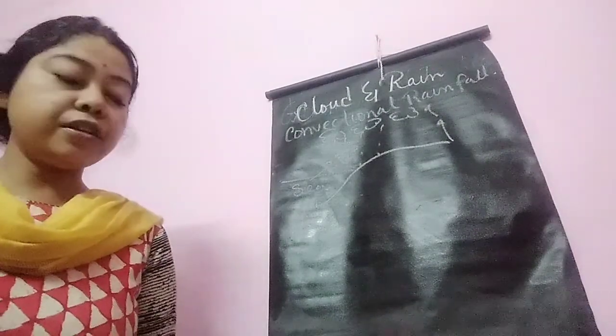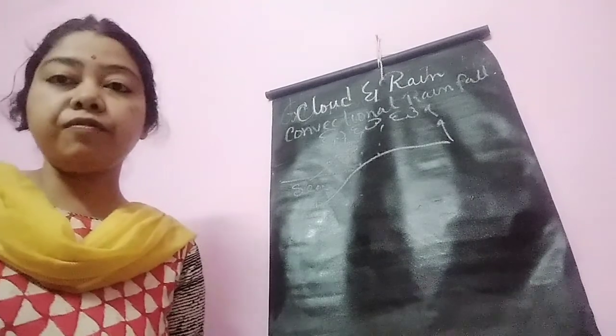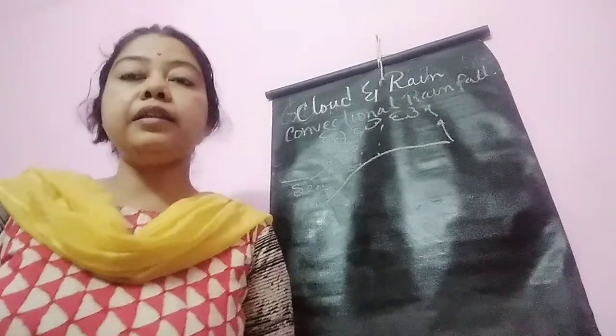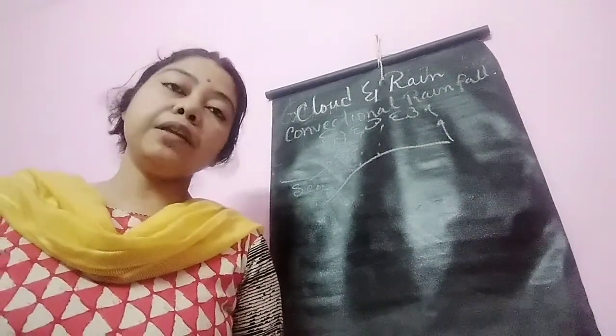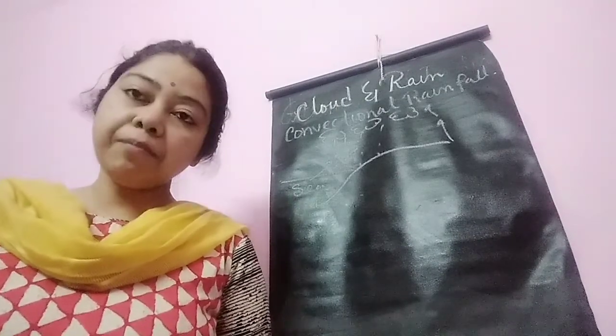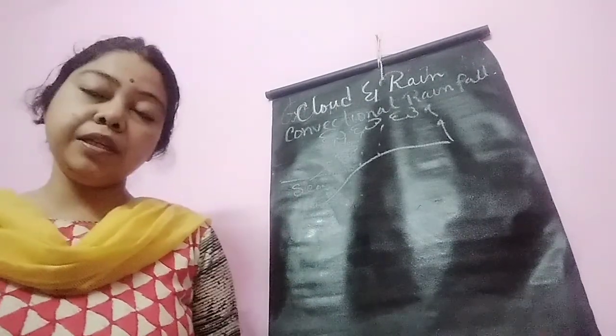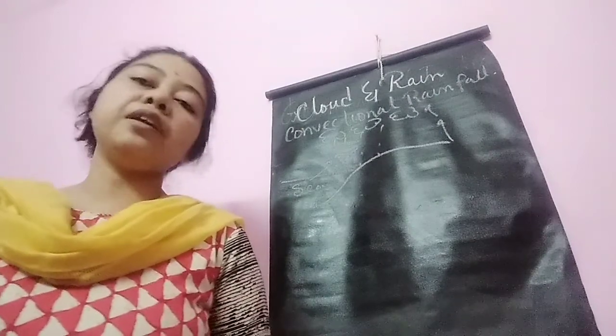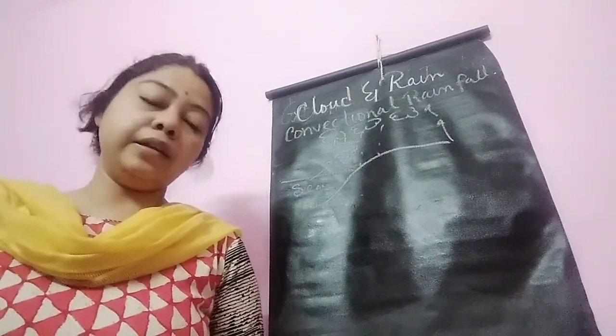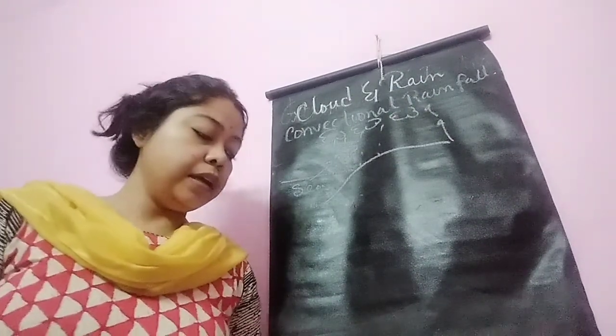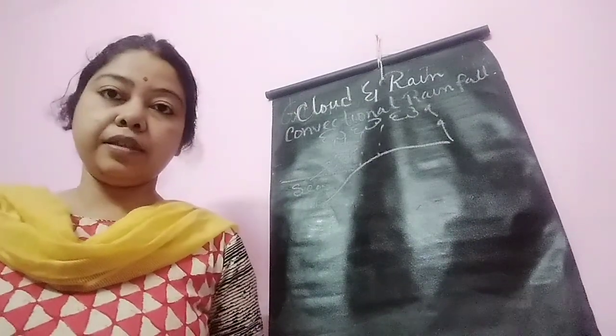So convectional rainfall is a type of rainfall that occurs mainly in the warm and humid area where high temperature and humidity exist. Convectional rainfall is a common phenomenon mainly in India, China, Bangladesh, etc.